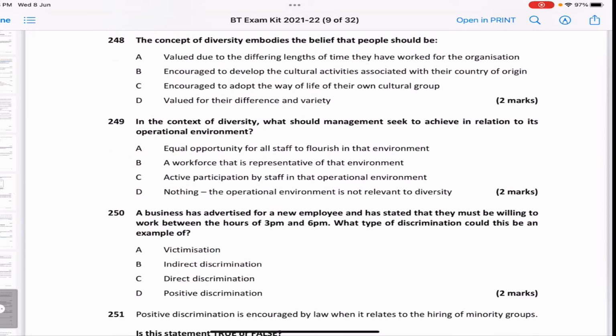The concept of diversity embodies the belief that people should be valued due to the differing lengths of time they have worked, encouraged to develop the cultural activities, encouraged to adopt the way of life, valued for their difference and variety. Okay. So, what would be the answer? The answer would be D.